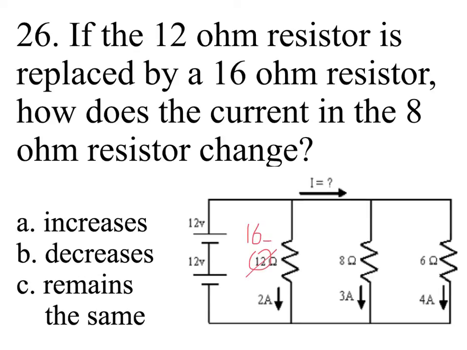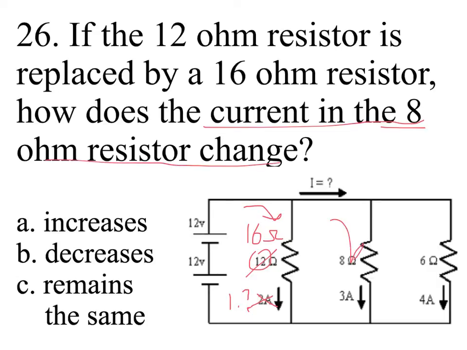With that same circuit, if I take this 12 ohm resistor and I get rid of it and I replace it with a 16 ohm resistor, it's going to have a higher resistance in this branch. So in this branch, this current is going to go down to 1 point something or other. So it goes down, but what effect does it have on the 8 ohm resistor? It says, how does the current in the 8 ohm resistor change?